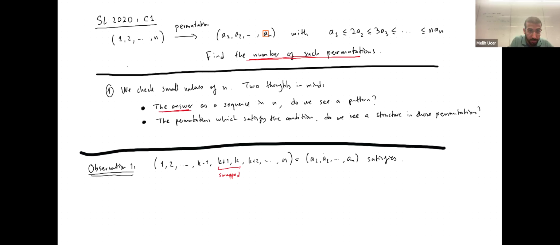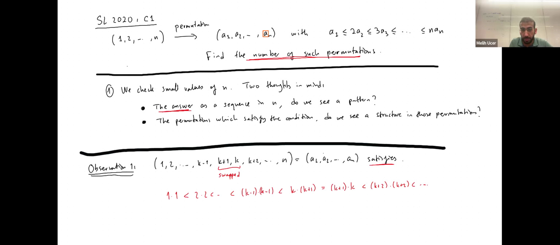So let's just write these inequalities: 1 times 1 is less than 2 times 2, up to k minus 1 times k minus 1, and then k times k plus 1 because of the swap. And this is also k plus 1 times k. So these are equal, which is fine because we are saying less than or equal to. And then again, it's getting bigger and bigger. So this satisfies. This is the explanation.